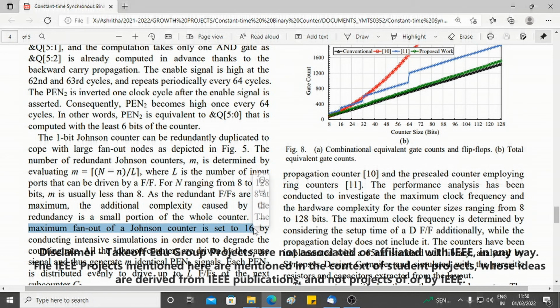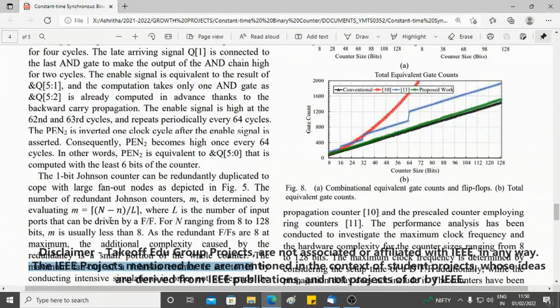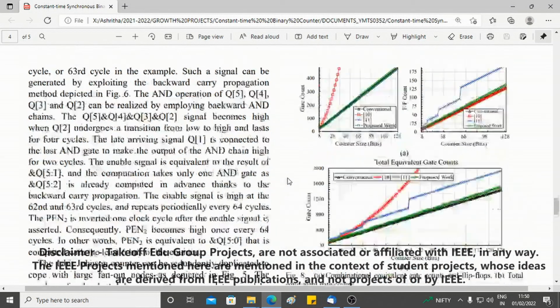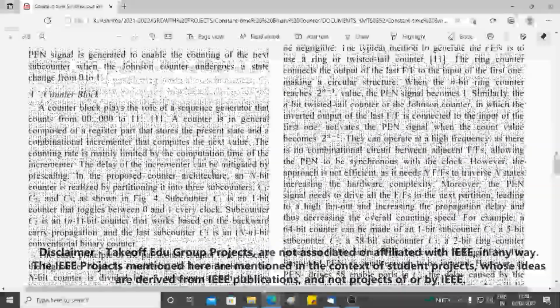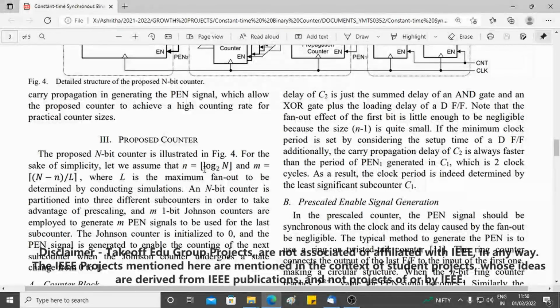Now how are those m signals generated? Based on the ceil value of capital N minus small n divided by L, we generate small m signals. Now what is this capital N, what is this small n, what is this L? L is the number of input ports that can be driven by a flip-flop, which in short is the fan out. The small n value comes from taking the ceil of the log operation of capital N, where capital N is the bit width.